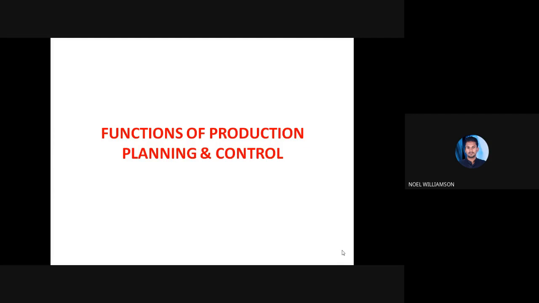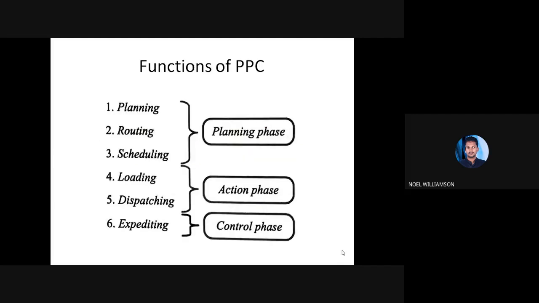Okay, good morning. In the last class, we started the functions of production planning and control. We have seen these are the main functions of production planning and control. Basically, this can be seen as three phases. First one is the planning phase, then comes the action phase, and finally the control phase.